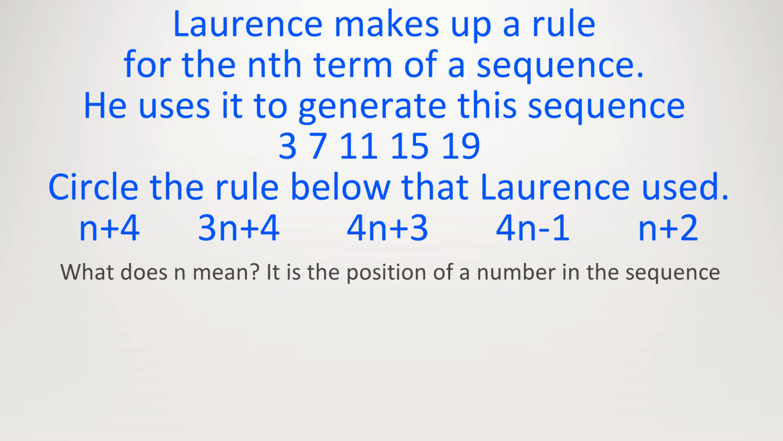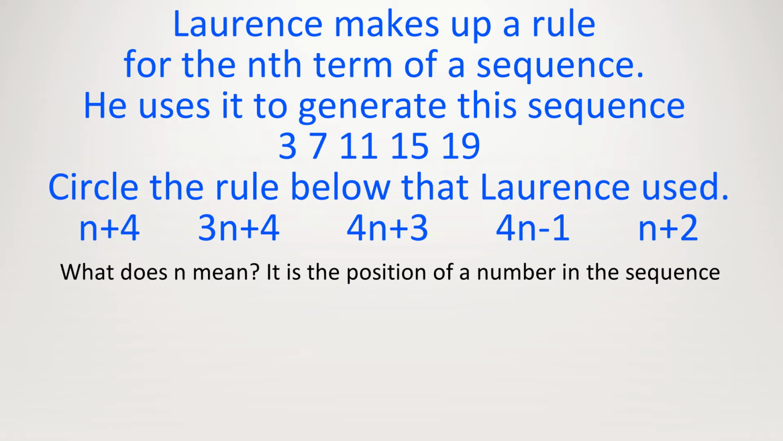What does n mean here? n is the position of a number in the sequence. So for the third term, n equals 3. Looking at the numbers in the sequence, what is it going up by? It is going up by 4 each time.